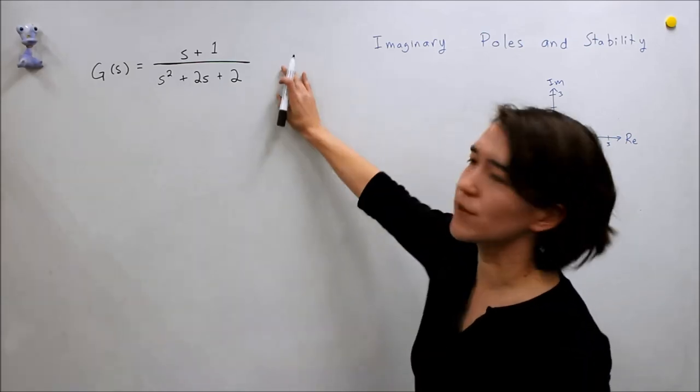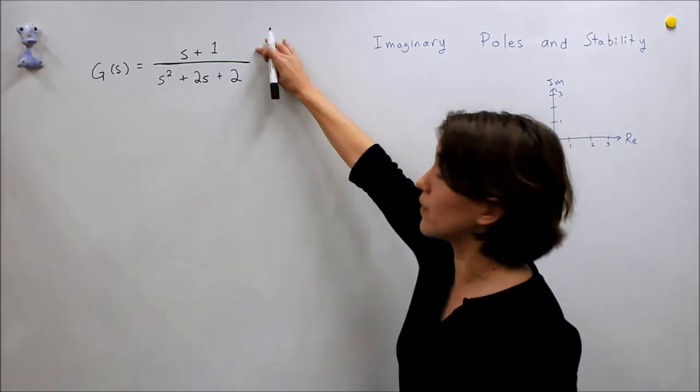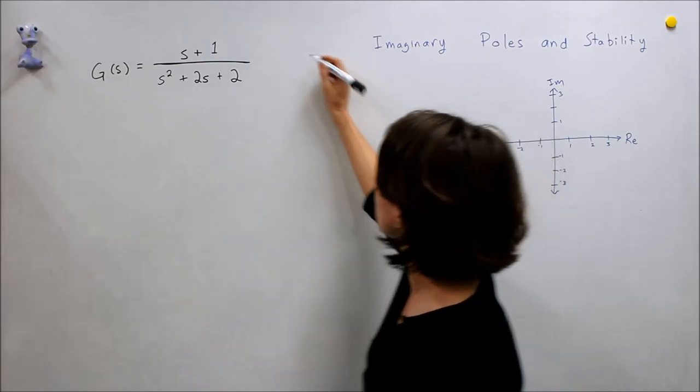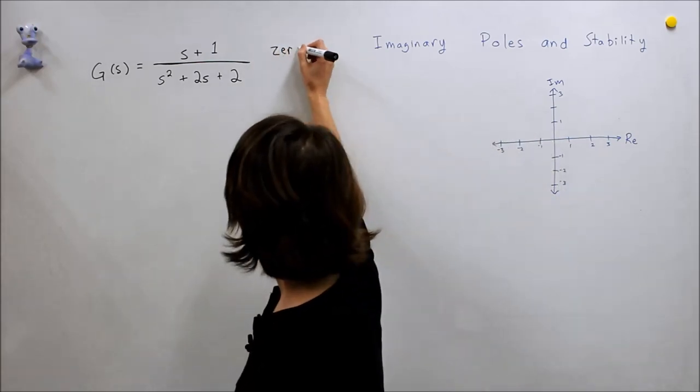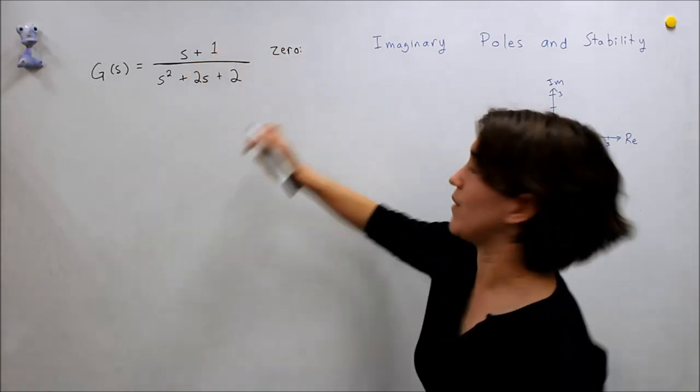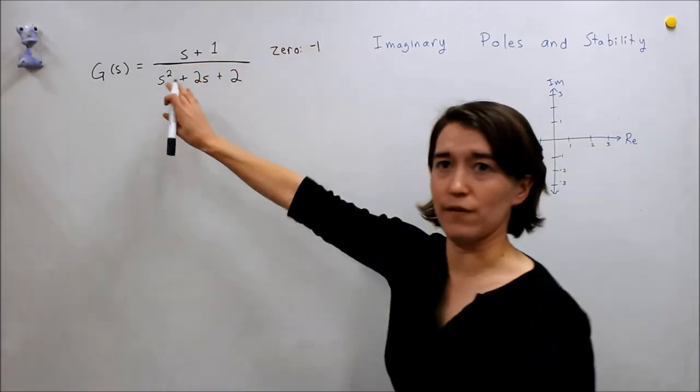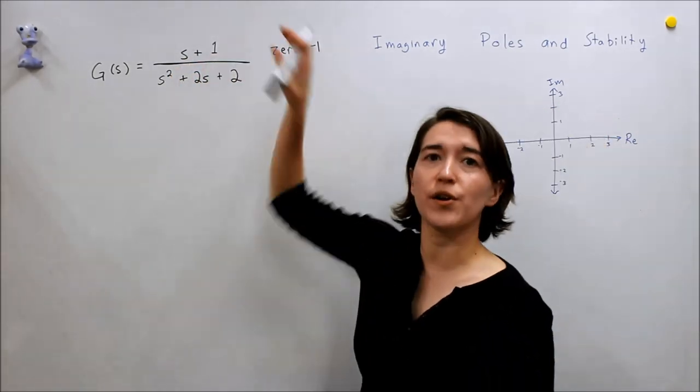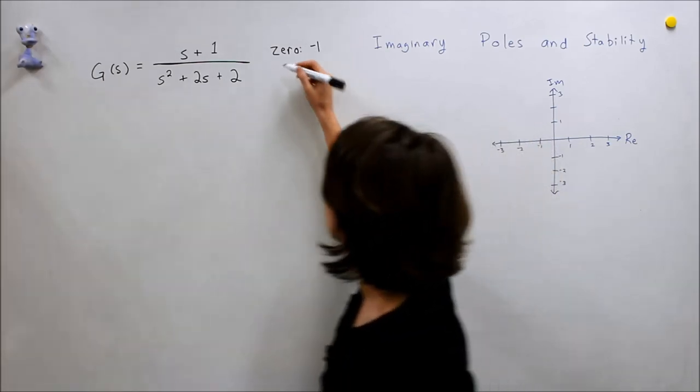So, well, first let's do the easier part. Let's find the zeros for this system. So our zero here would be -1, because that s of -1 makes this numerator 0. So now let's try to find the poles.